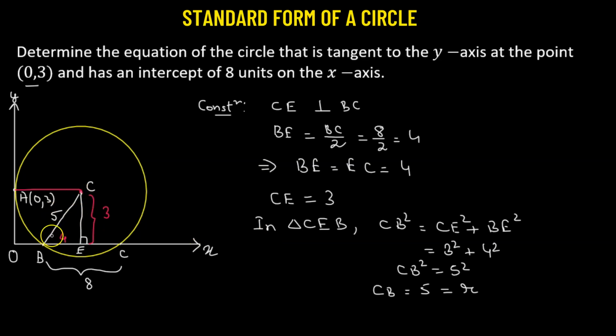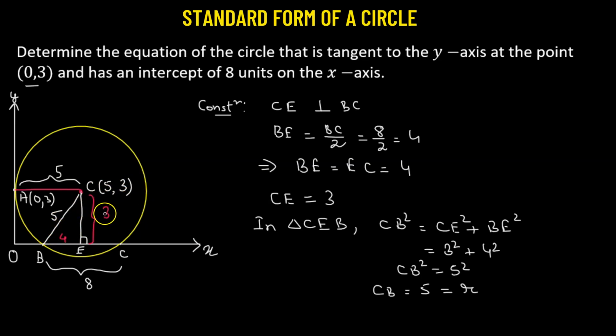Now if CB is 5 units, then the length of CA, which is also the radius of the circle, must also be 5 units. Now we can define the coordinate of the center C. The x coordinate is going to be the length 5 units, and the y coordinate is going to be the height CE, which is 3 units. So we have the center of the circle as well as the radius of the circle.